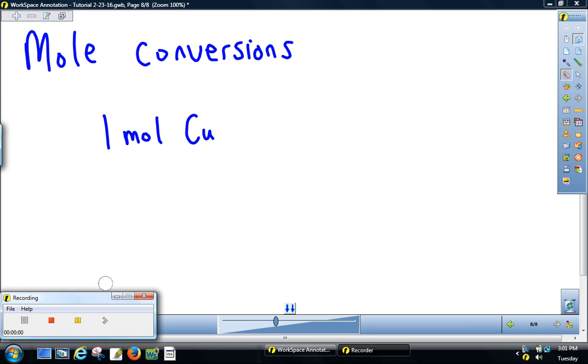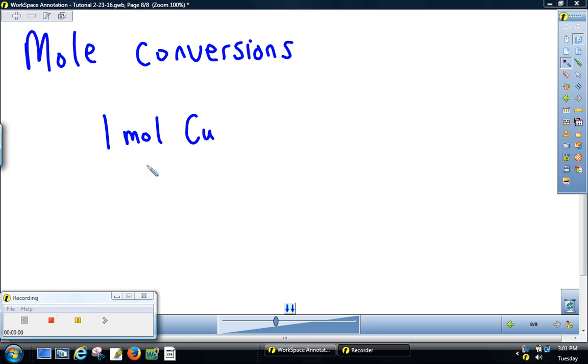Hello class, we're going to do some mole conversions as we progress through the unit. The mole is all about quantifying things, trying to figure out how many atoms are in a sample, so that when we get into stoichiometry we can figure out how much of a product we can make in a reaction, or how much of different reactants we need to make a certain amount of a product.